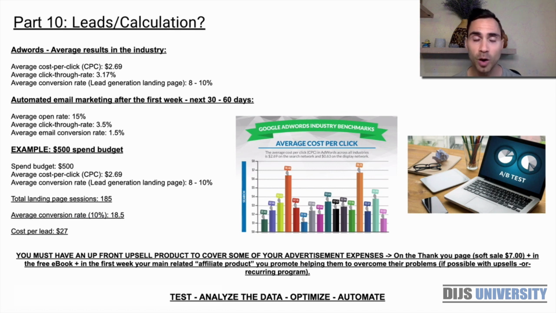And for automated email marketing after the first week, so the next 30 or 60 days, the average open rate is 15%, the average click-through rate is 3.5%, and the average email conversion rate is 1.5%. So this is when you promote different similar products after the first week of delivery, on the back end of your email marketing. And here is an example.